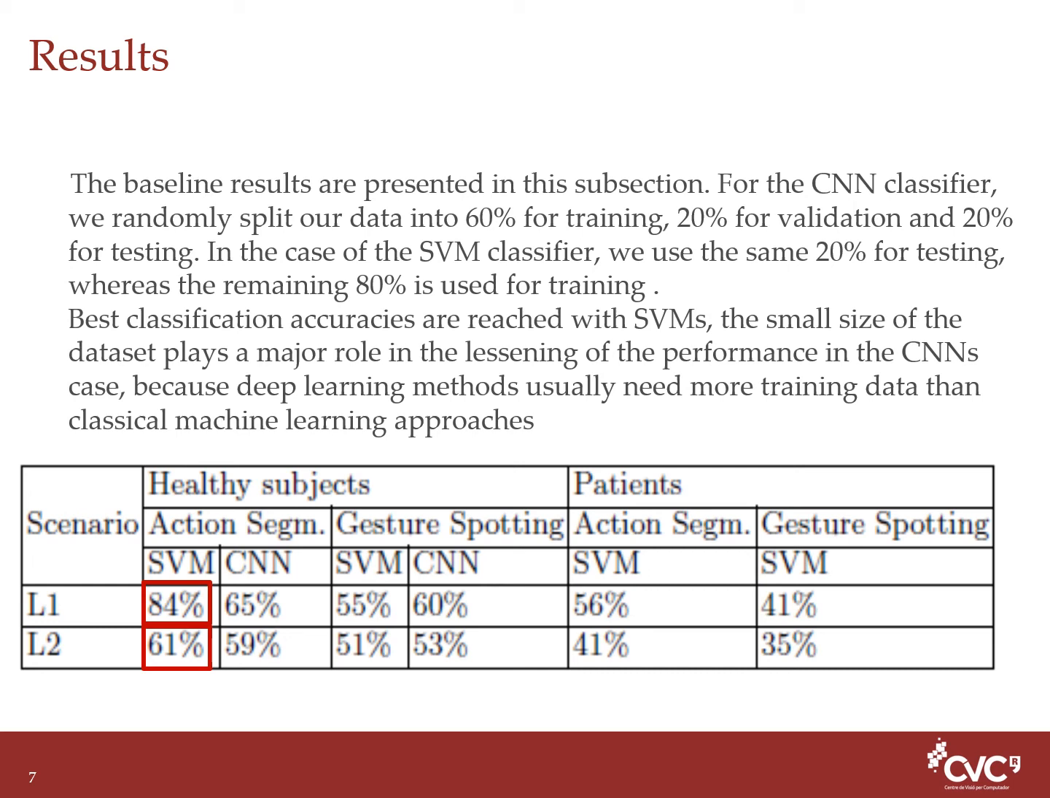Due to the size of the dataset, it makes sense that SVMs performed better in our case. We reached an accuracy of 84% with SVMs for L1 and 61% for L2. The accuracy decreases with CNNs to 65% for L1 and 59% for L2, which makes sense because CNN is a very data-hungry learning method.